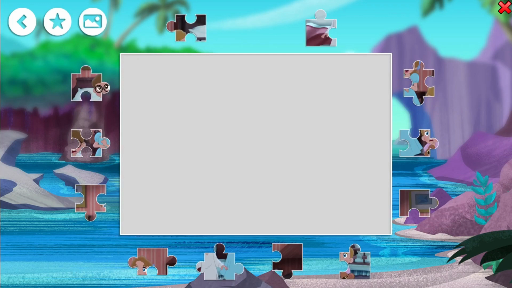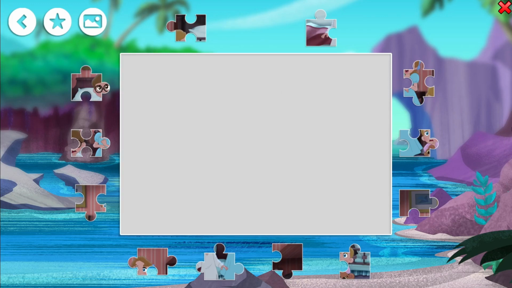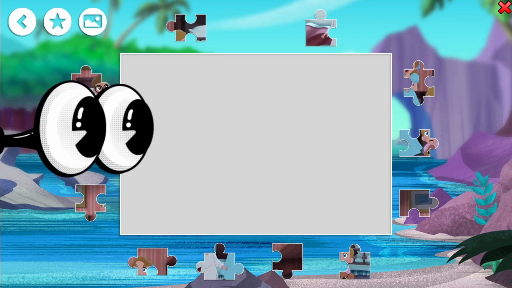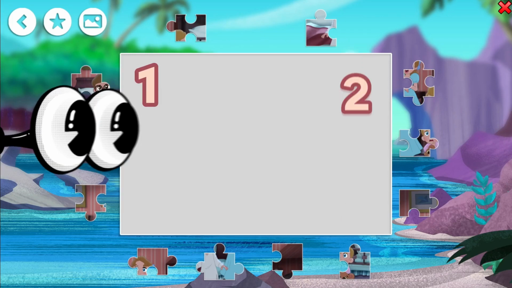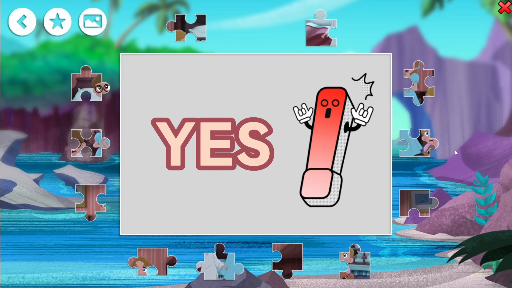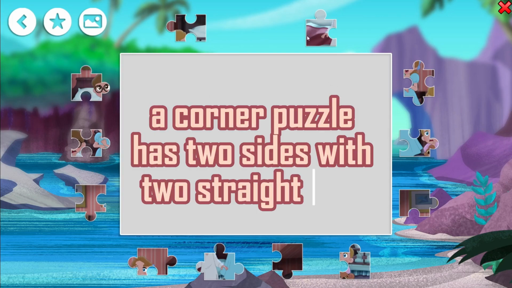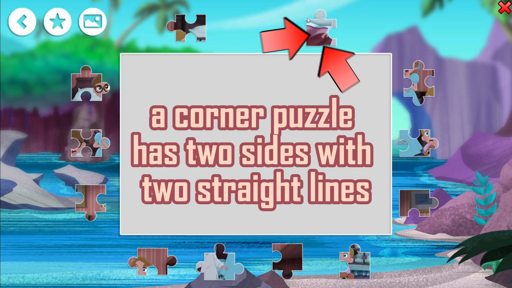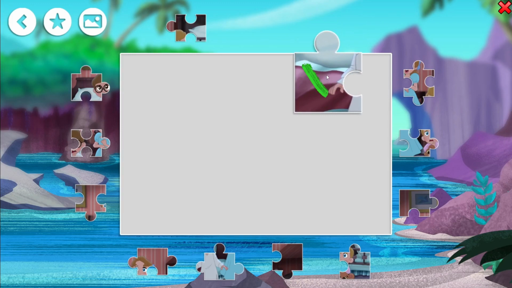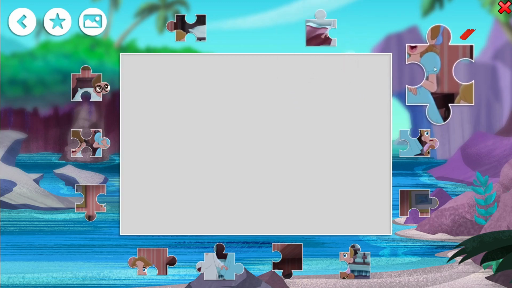Okay, let's go, friends. Number 1, we need 4 corners. Jake, look, corners number 1, 2, 3, and 4. Yes, yes. And corners, it is peach puzzles with 2 side lines. This and this. This peach puzzles, it's corners. And this peach puzzle, it's not corners.